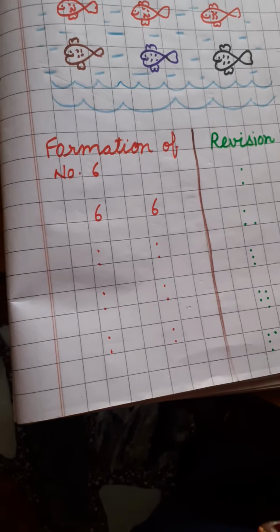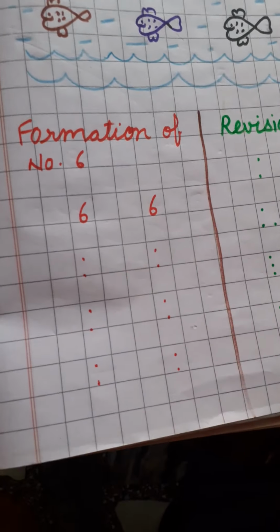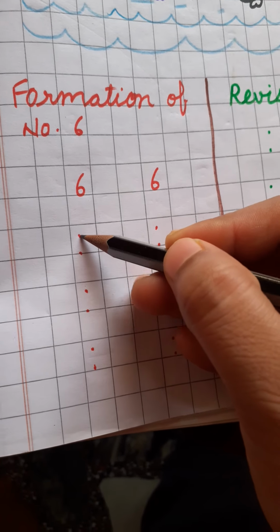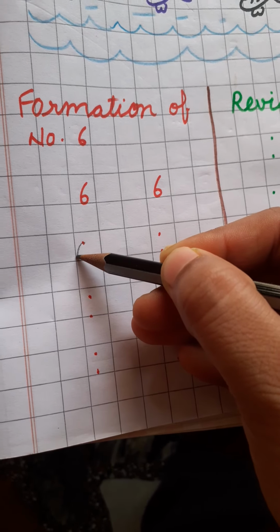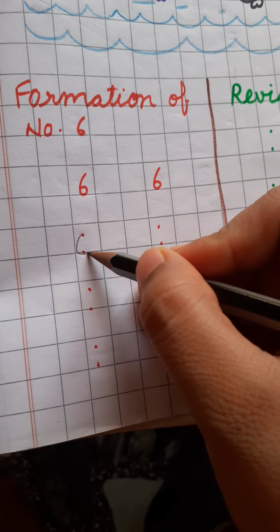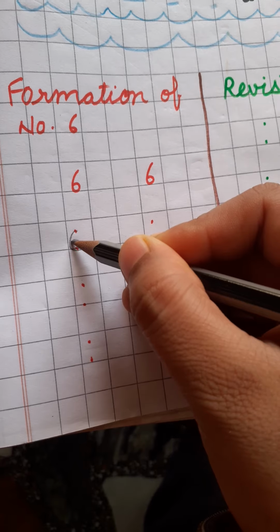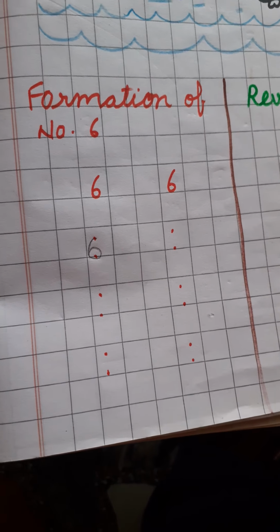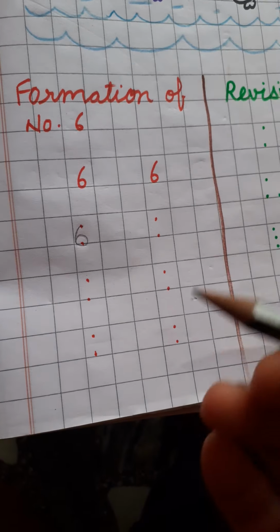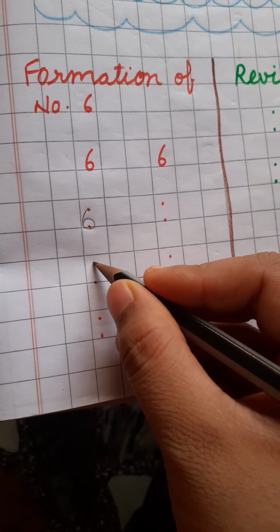Now kids, look at here how we can write number 6. First of all, we have to make a left curve. Okay, and after that make a small circle. Make a small circle.